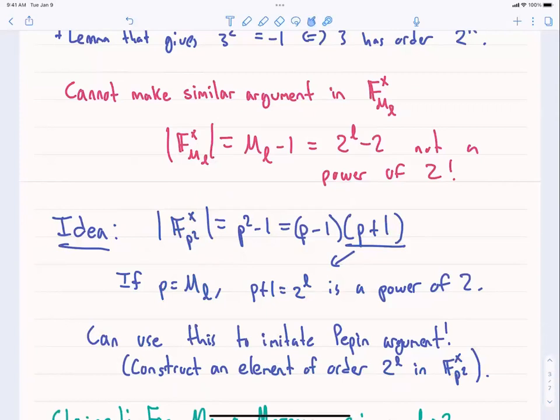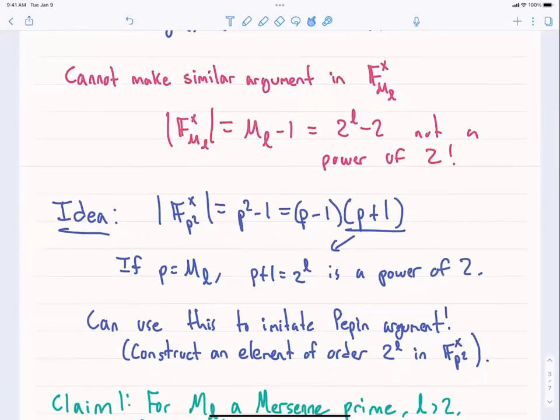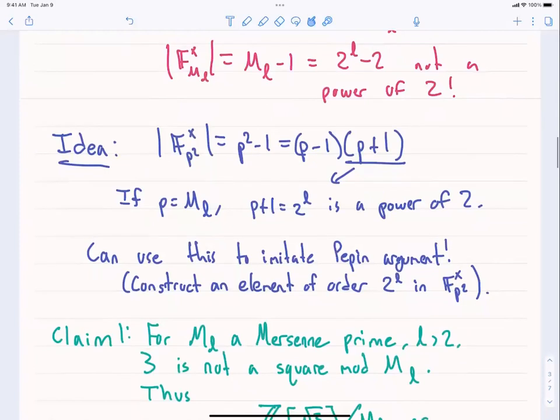Okay. And you'll see some related things on exercise 2 in the worksheet, which we started on Tuesday, and we're going to keep on working on Thursday. It will illuminate some of the things that are going on in the argument that's going to follow.